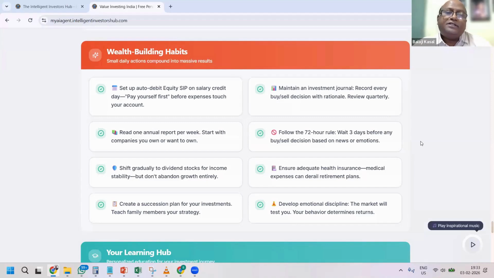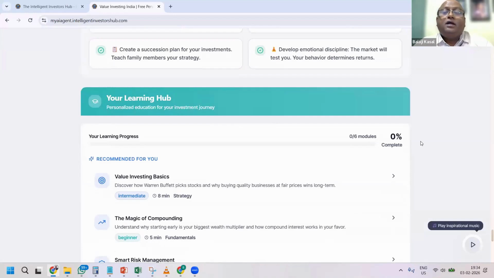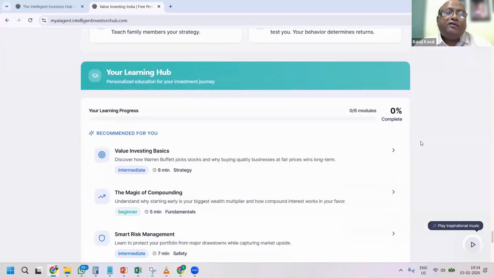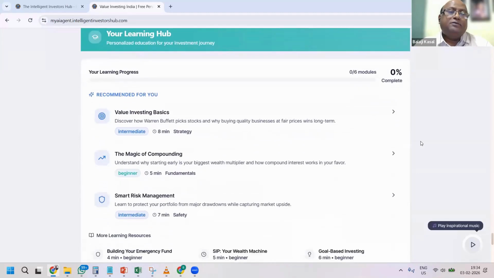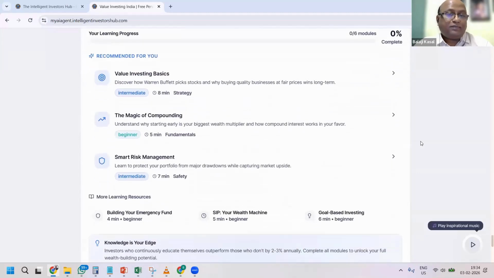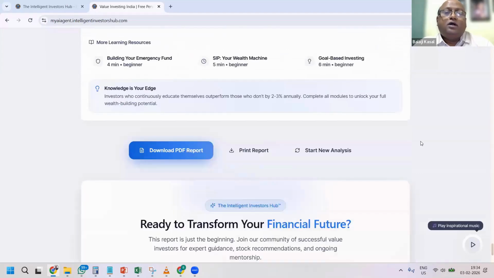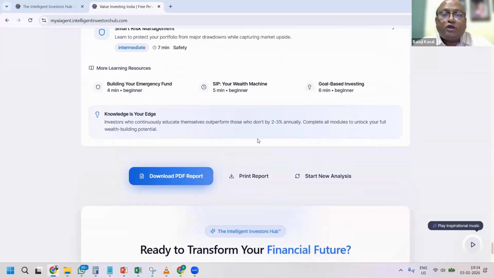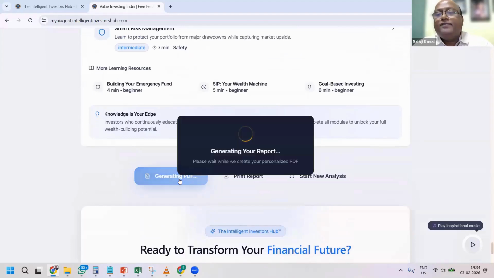Those are very good habits, global good practices to be followed in wealth building, right? This is very customized based on the input. The more quality input you give, the more quality answers it gives you. Then a learning hub: keep learning, value investing basics, all those are also suggested, along with risk management. And finally, I can also download this report, because I can keep it for myself.